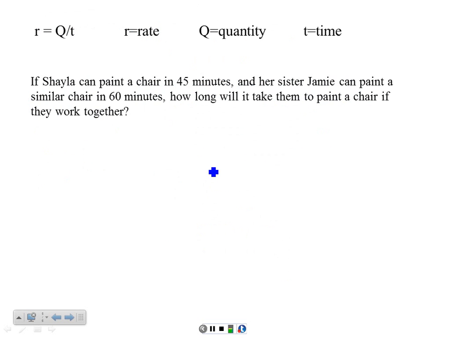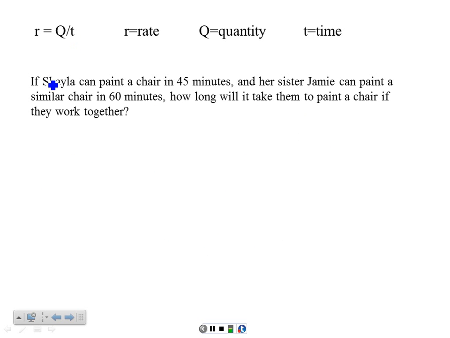Alright, so let's look at an application problem. This is a word problem, and just know on your test you will see some word problems. The setup, the formula that you need to write on your 3x5 index card is this: rate is equal to quantity over time.